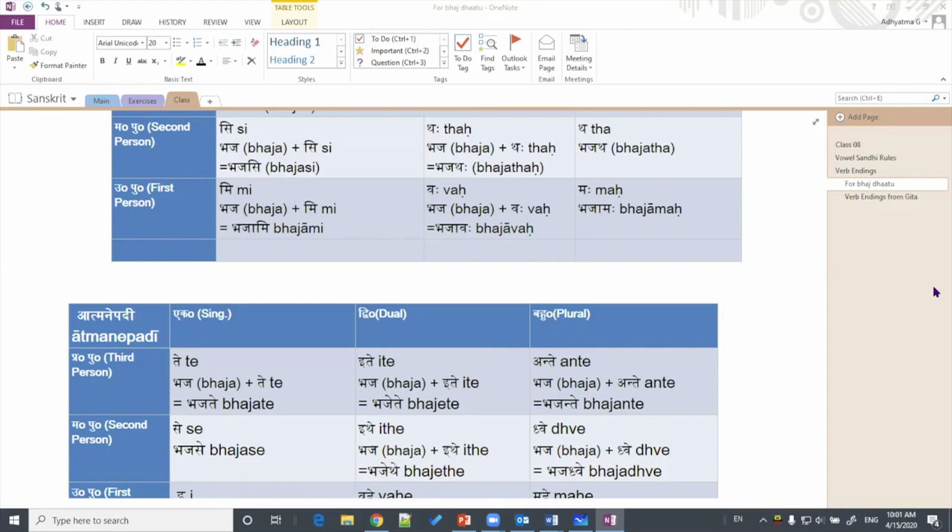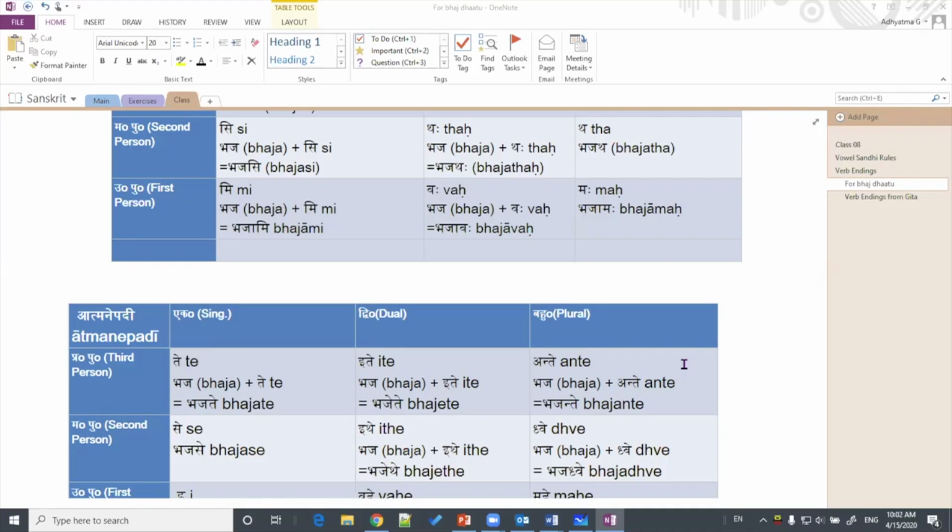There is a question: where is the long coming from in first person, dual and plural? I already explained plural, it's not in dual. Long is not coming in dual. It's only in plural that long should be coming but does not come. So it should have become bhajante as per the Sandhi rules we know, but it remains bhajante because of the exceptions which apply here.